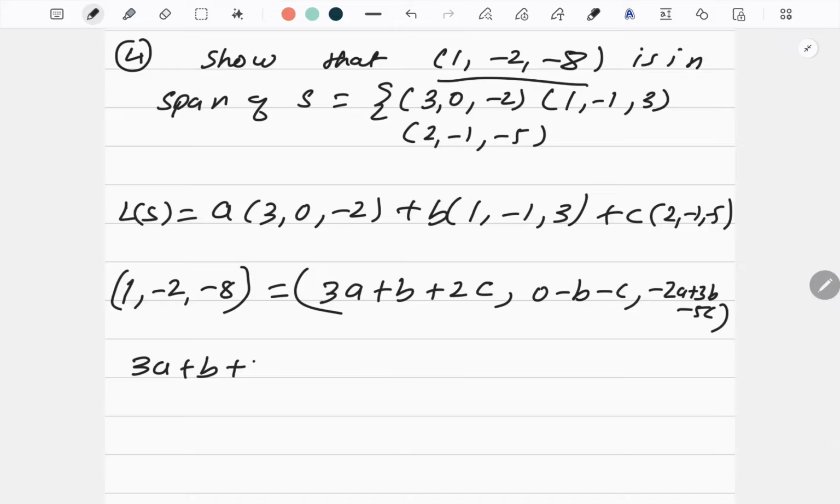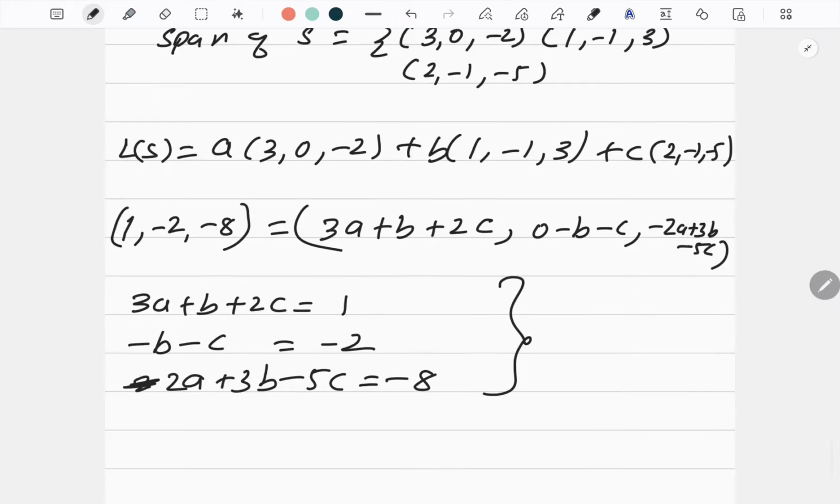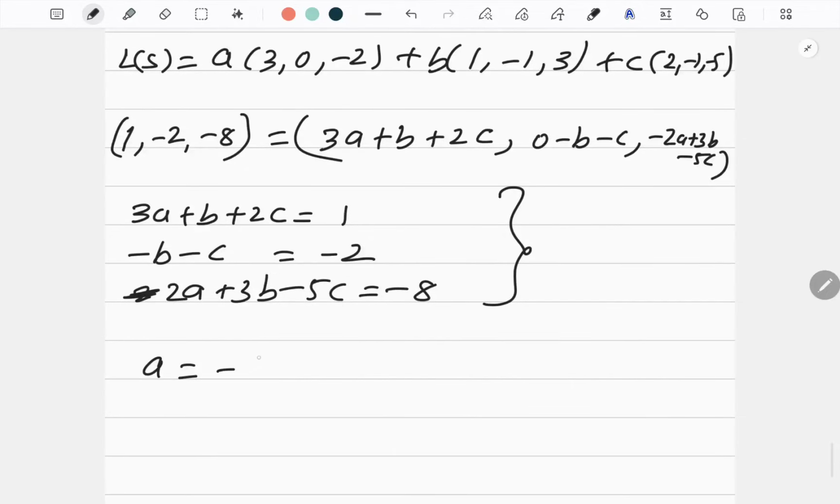3A plus B plus 2C is 1. Minus B minus C is equal to minus 2 and minus 2A plus 3B minus 5C is equal to minus 8. Now solve these three equations. When you solve these three equations, you will get A is equal to minus 1, B is equal to 0 and C is equal to 2. So I can write this vector as a linear combination of these three vectors. So it belongs to a linear span.